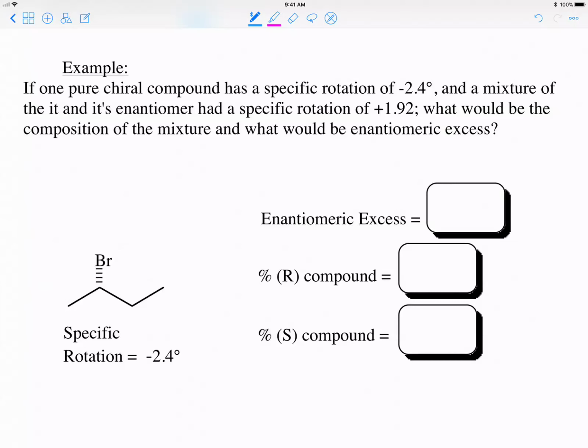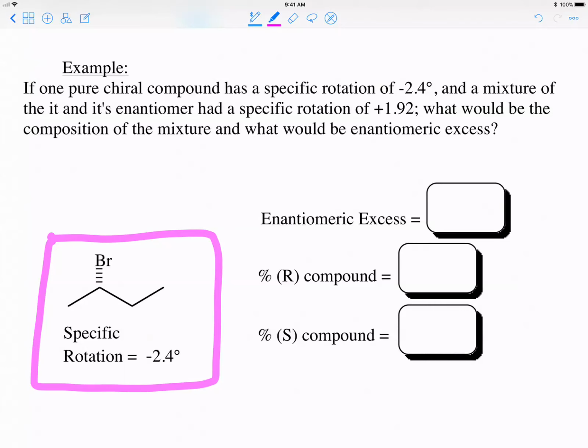So let's say I take a look at this molecule right here, and I want to make that compound. So I do a reaction. And I know that this particular compound might rotate light minus 2.4 degrees, or levorotatory 2.4 degrees. So I do a reaction, and I find that it doesn't rotate light minus 2.4 degrees, it rotates it plus 1.92 degrees. So did I make all of this compound, all of its enantiomer, or do I have a 50-50 mix or something in between? Well, let's go ahead and figure out how to work out this problem.